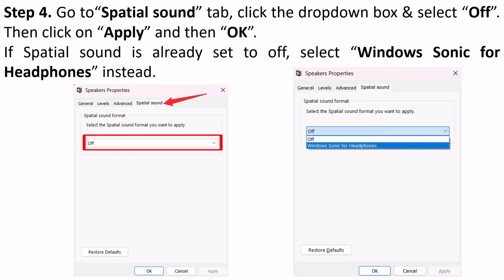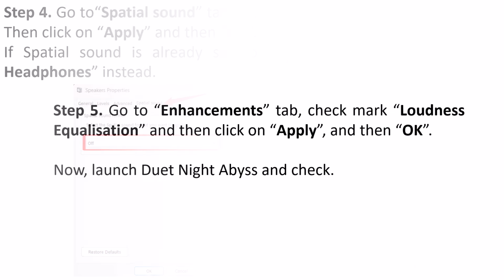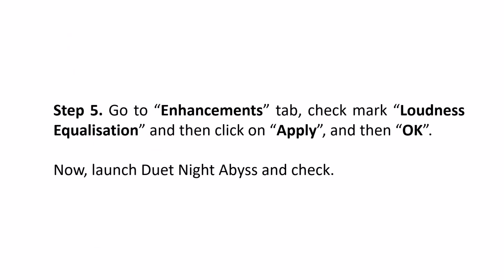If Spatial Sound is already set to off, then select Windows Sonic for headphones instead. Now go to the Enhancements tab, check mark Loudness Equalization and then click on Apply and then OK. Now launch Duet Night Abyss game and check if your problem is solved or not.